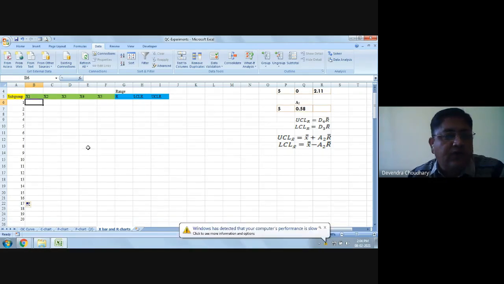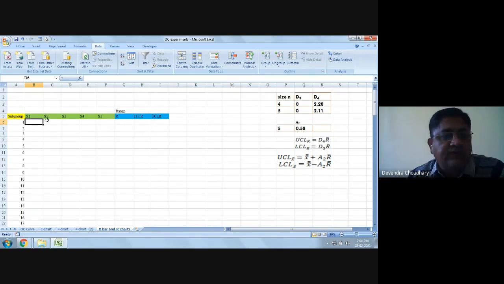we take around 20 subgroups, and each subgroup may contain 4 to 5 items. For such 4 to 5 items, we measure the quality characteristic. Say you take 5 bearing balls and you measure the diameter of each ball. Then this measurement will vary as a matter of chance, and usually it follows normal distribution.